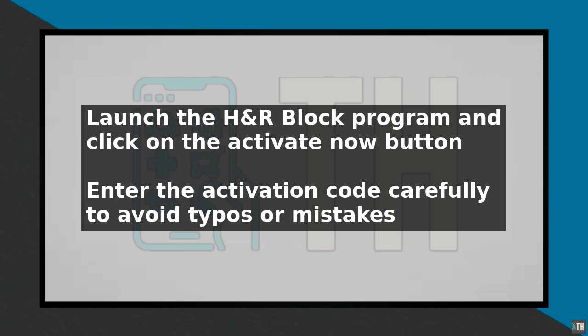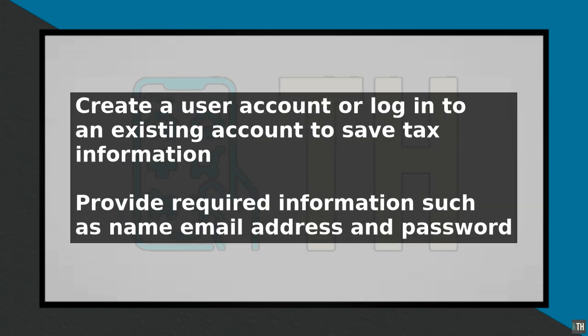After entering the activation code, you will be asked to create a user account or log in to an existing account. This account will be used to save your tax information and access other H&R Block services. To create an account, provide the required information, such as your name, email address, and password. If you already have an account, simply log in with your existing credentials.